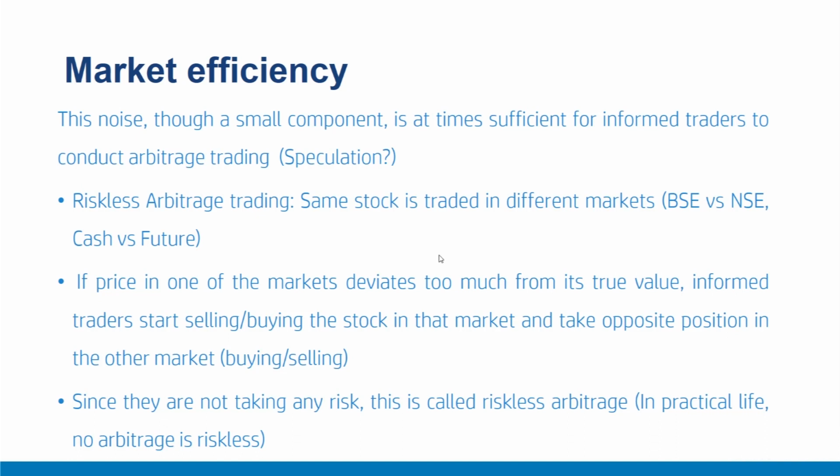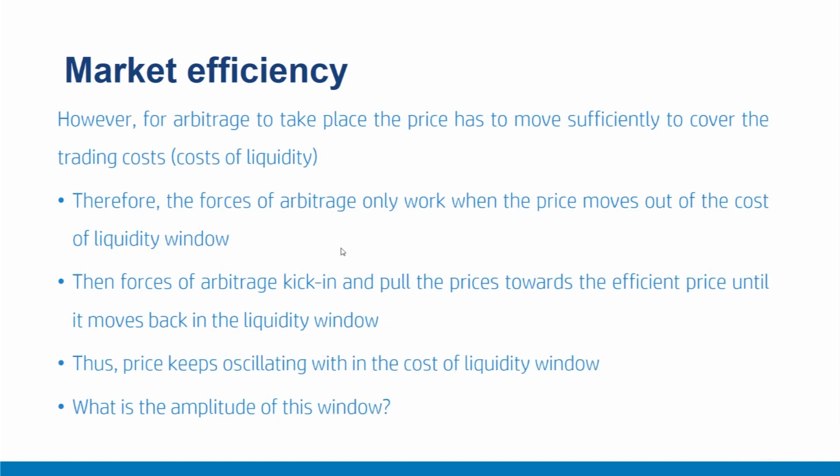Although practically in financial markets there is no such thing as riskless arbitrage, there are always certain limits to arbitrage, for example due to liquidity costs, transaction costs and taxes, etc. For this arbitrage move to be successful, this profit or inefficiency should be sufficient to cover all these trading costs, or what we call costs of liquidity. These are like security transaction taxes, brokerage charges, and various other transaction costs. Therefore, the forces of arbitrage will work only when prices are much away from these costs of liquidity.